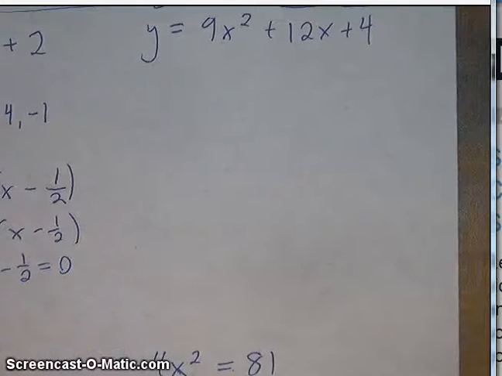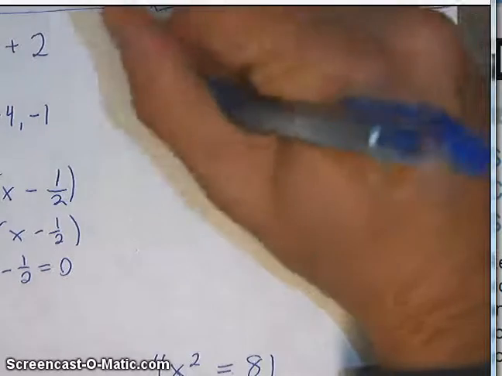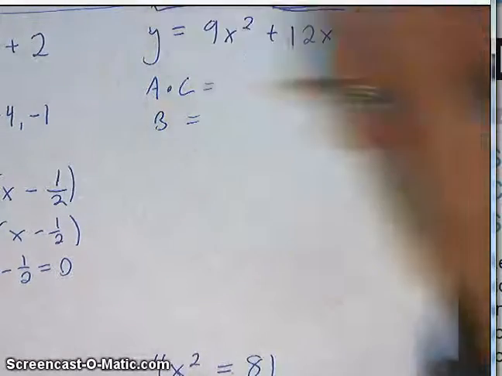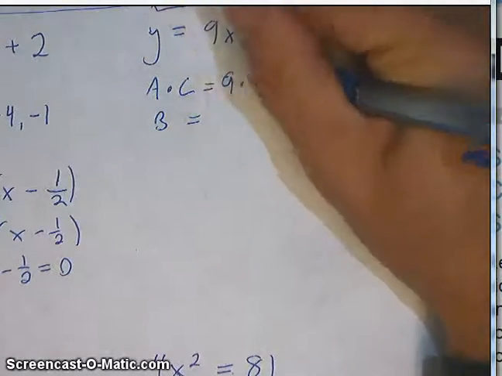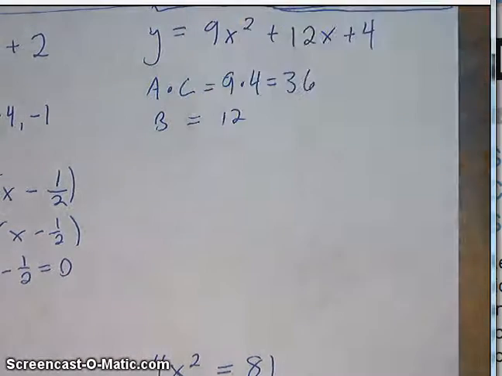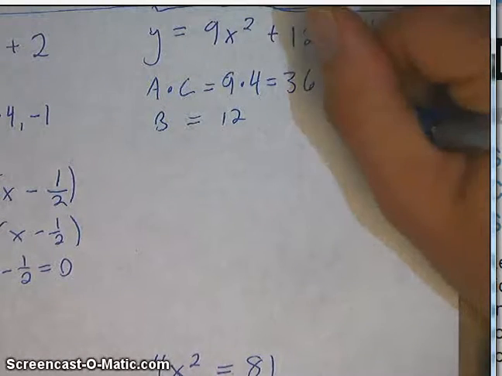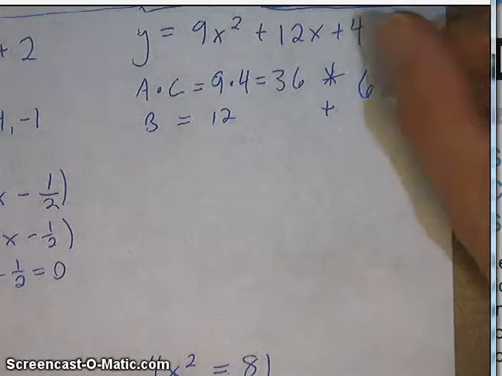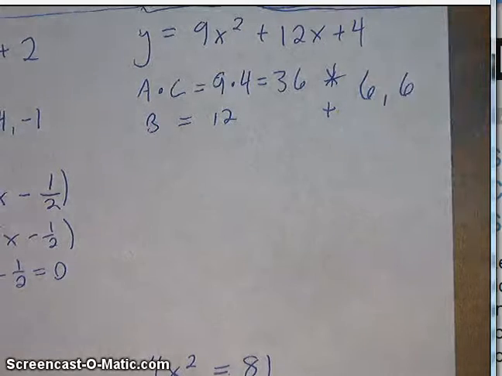All right, let's talk about one more here, where the a is not equal to 1. I still want to know my a times c, and I still want to know my b. But now I've got 9 times 4 for my a times c, which is 36, and my b is 12. So I'm looking for two numbers that multiply to 36 but add to 12. And that would be 6 and 6.